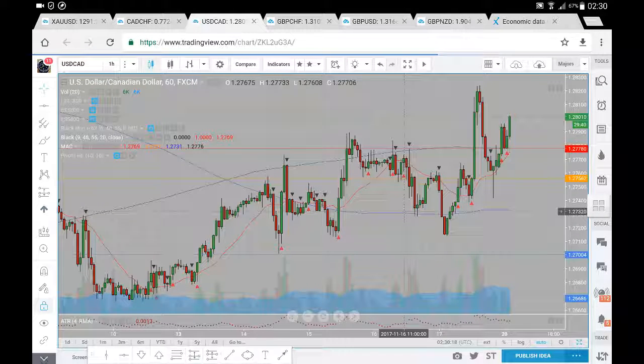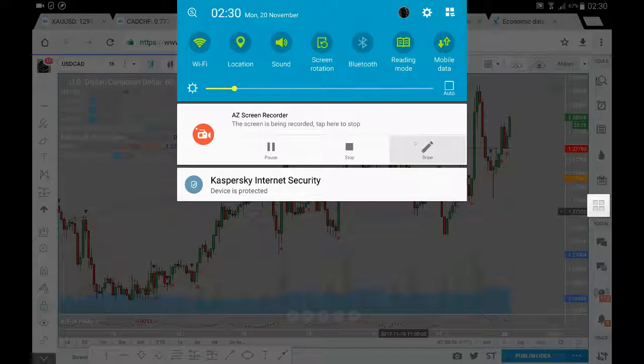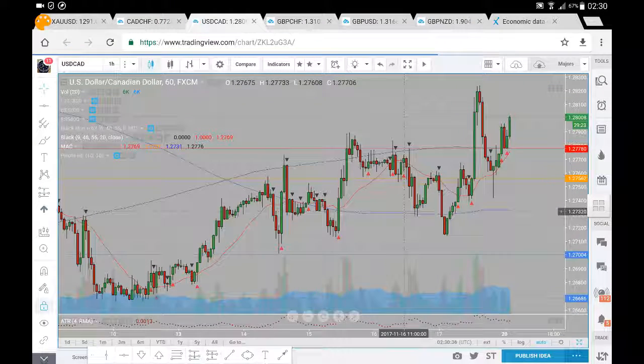So this is the US dollar CAD analysis for Monday the 20th of November. Let's just have a look at what happened with prices on the 17th, and where we anticipate prices going in the somewhat not too distant future. Now, we're just going to grab the pen. We've marked out these levels already on the chart.